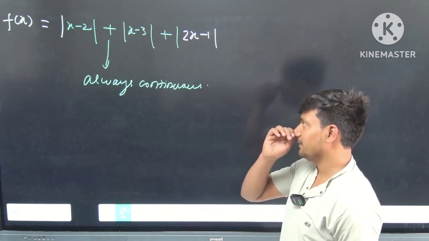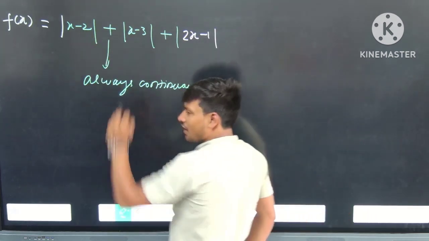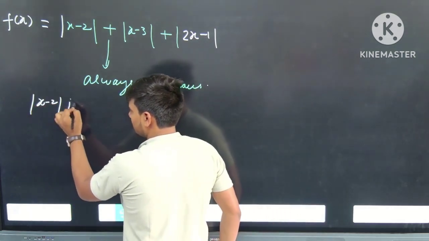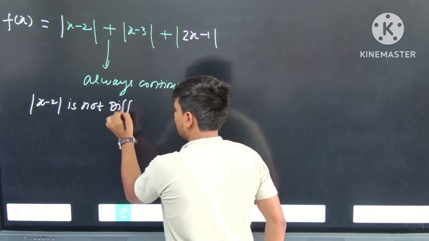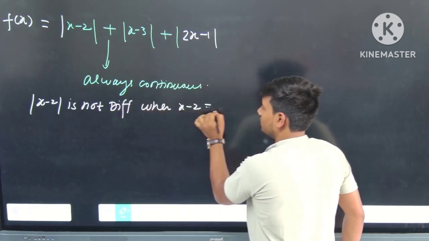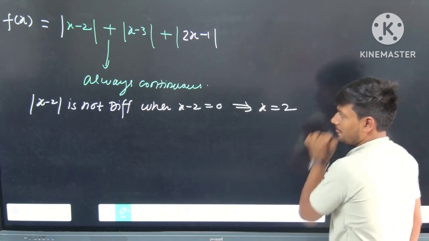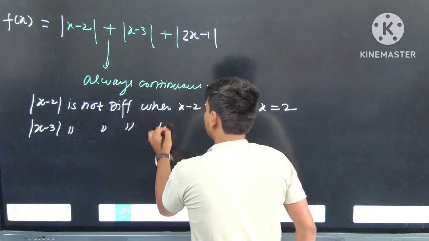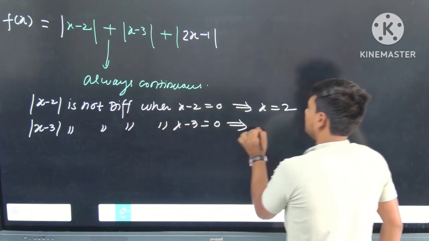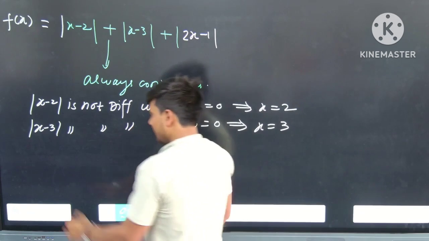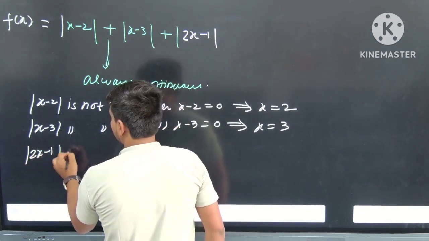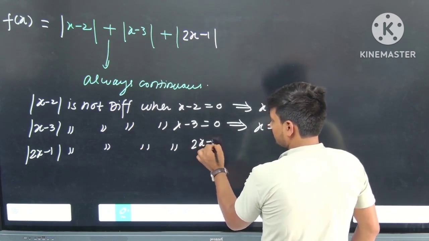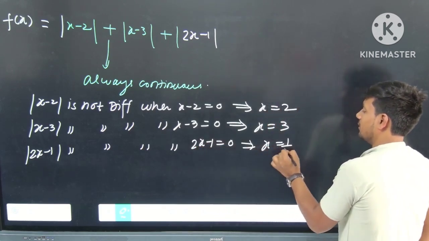Now we will see the differentiability. So mod(x minus 2) is not differentiable when x minus 2 is 0, that is x equal to 2. Similarly, mod(x minus 3) is not differentiable when x minus 3 equal to 0, that is x equal to 3. And finally, mod(2x minus 1) is not differentiable when 2x minus 1 equal to 0. This will imply x equal to 1 by 2.